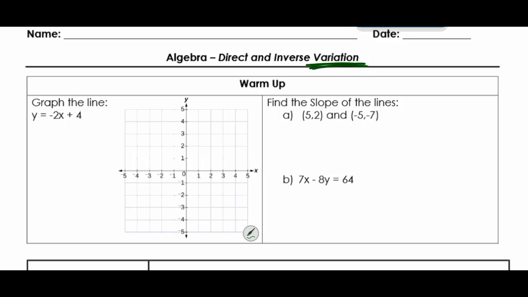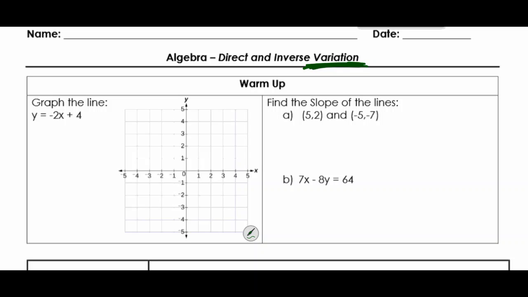Here we're going to be learning about direct and inverse variation. This is actually something that you've been familiar with. Direct variation, you're definitely familiar with. It's basically just any graph that passes through the origin. The slope can change, but as long as the y-intercept is 0, that's direct variation.